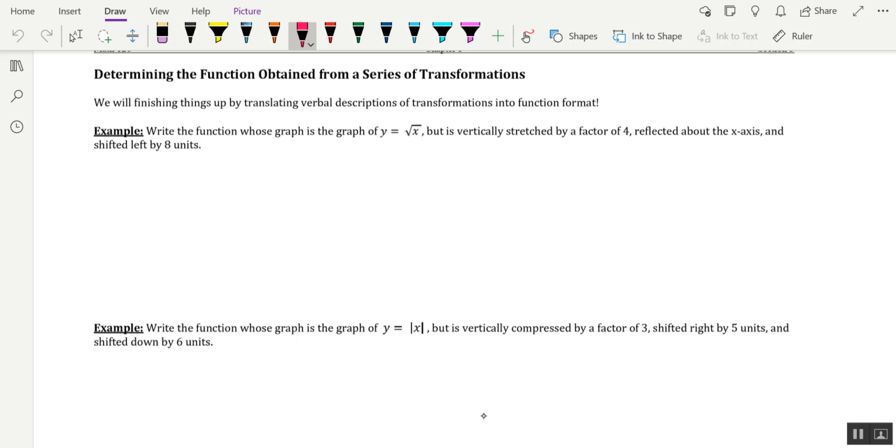In this video, we're going to get some practice with translating verbal descriptions of transformations into function format. Let's dive right in. First example here, write the function whose graph is the graph of the square root of x, but is vertically stretched by a factor of 4, reflected about the x-axis, and shifted left by 8 units.